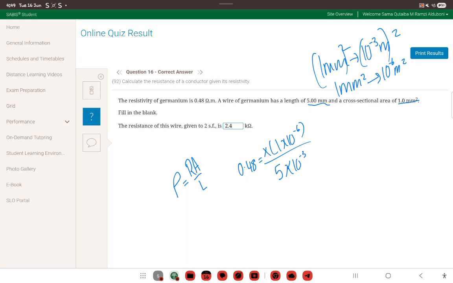So we do 0.48 times 5 times 10 power minus 3 divided by 1 times 10 power minus 6. You should get 2,400, but they want kilo ohms, so we divide by 1,000. We should get 2.4 kilo ohms.